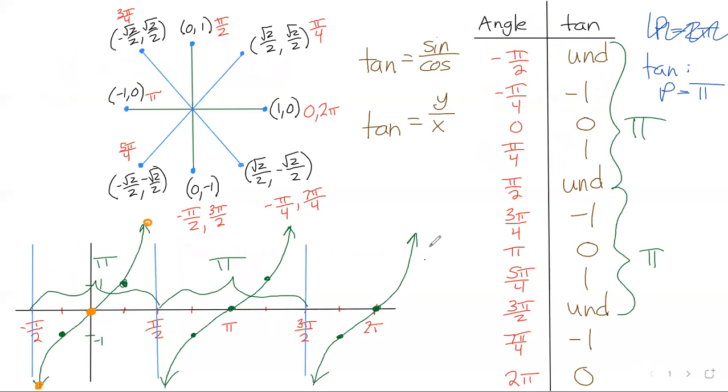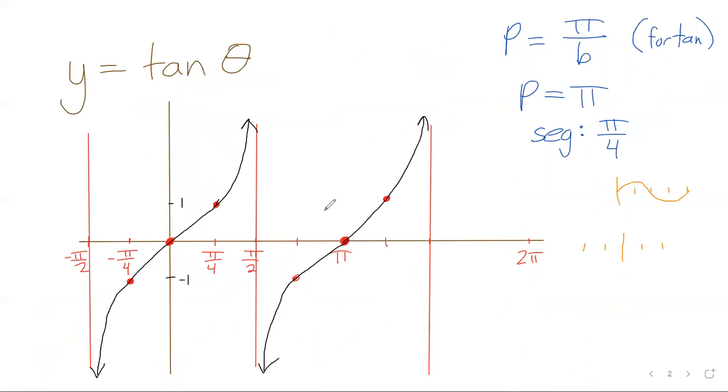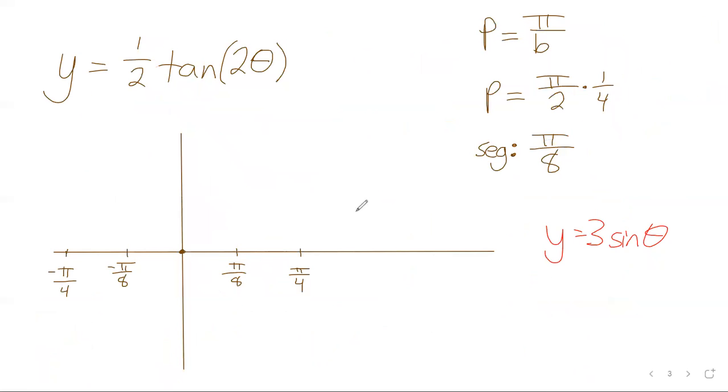If we look back at these points, here we said these points are up 1, down 1. We did the same thing on this graph. We went up 1, down 1. And so now that the amplitude isn't 1 anymore, it's 1/2. That means those points are going to be up 1/2 and down 1/2.